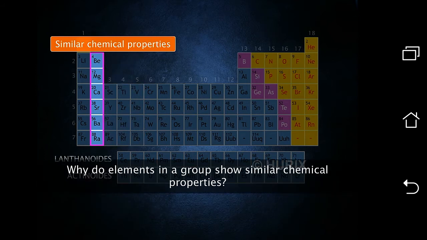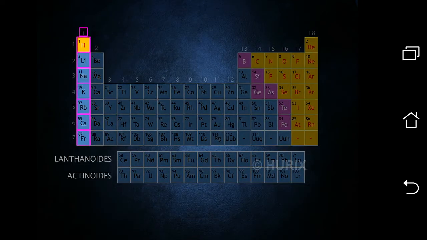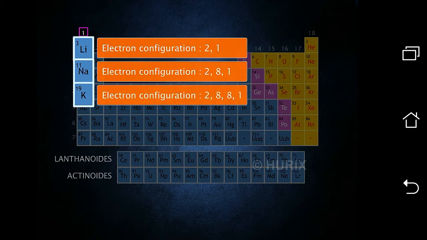Why do elements in a group show similar chemical properties? Is it because they have the same number of valence electrons? To understand this, let's take a look at group 1 of the periodic table. Note the electronic configurations of 3 successive elements of group 1, lithium, sodium, and potassium is similar. All elements in group 1 have 1 valence electron.